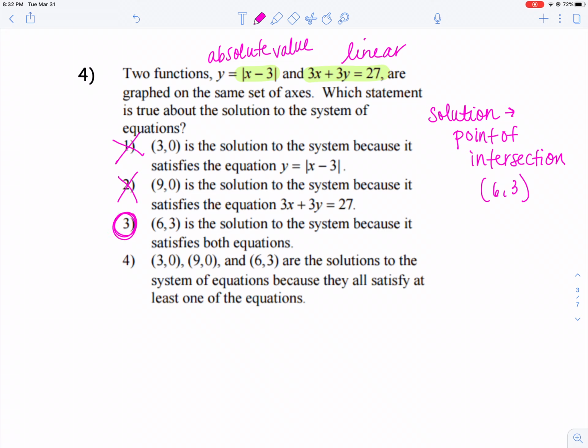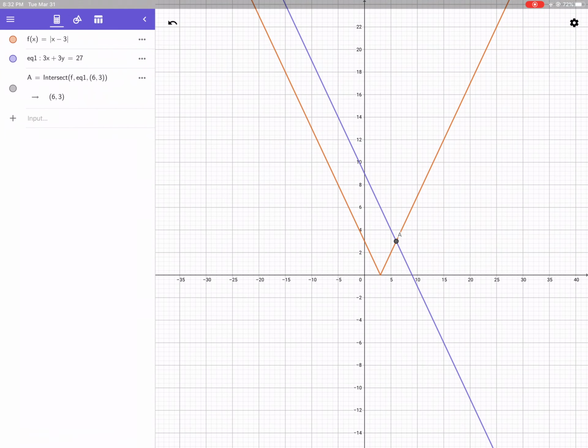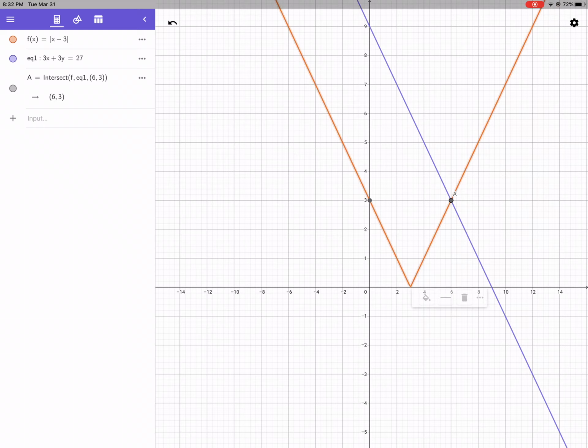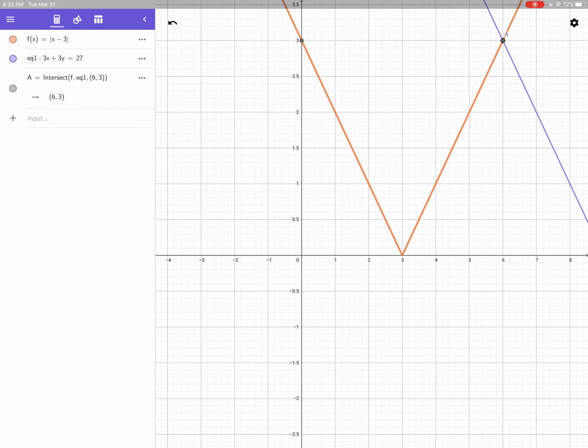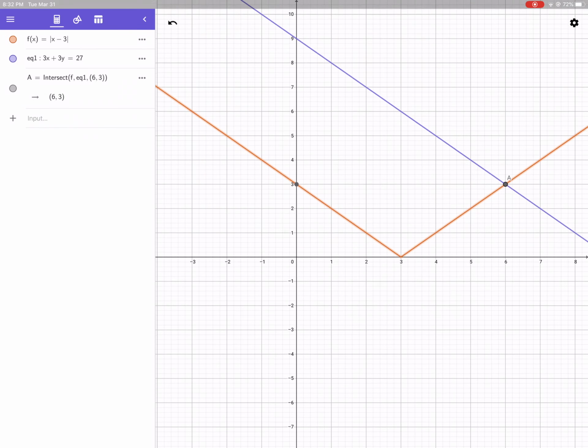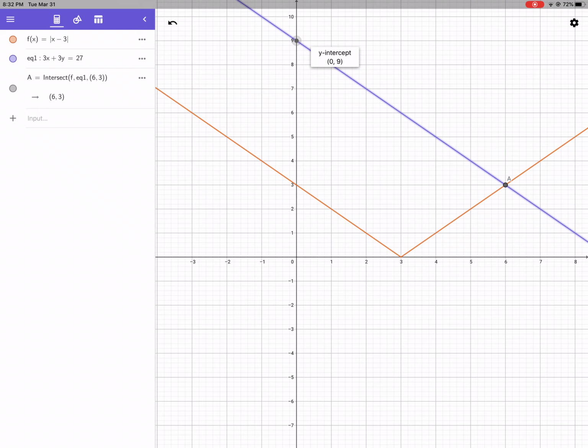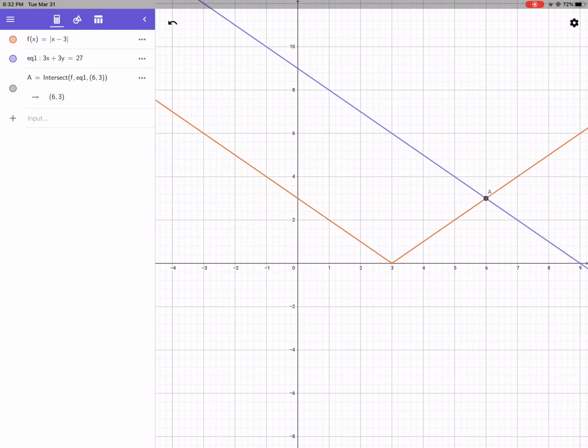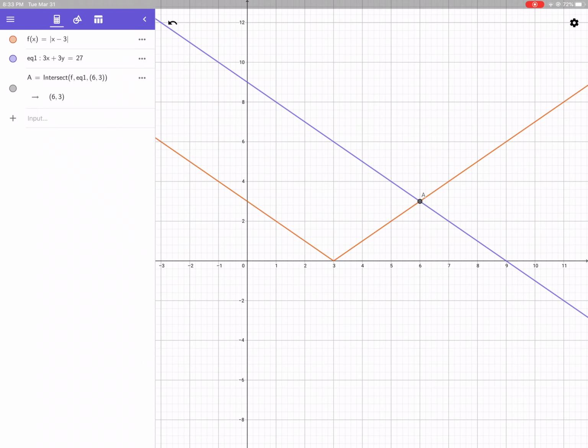Has to be it. But let's just double check the other. (3, 0), (9, 0), and (6, 3) are all solutions because it satisfies at least one of them. What's (3, 0) and (9, 0)? Well, if you look here, there's (3, 0). It's a root. Has nothing to do with the solution. It's not a solution to the system. And even (9, 0) is the y-intercept of one of them, but it's not a solution because it has to satisfy both equations, which would only be the points of intersection.